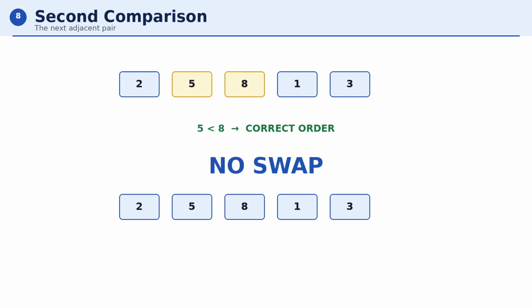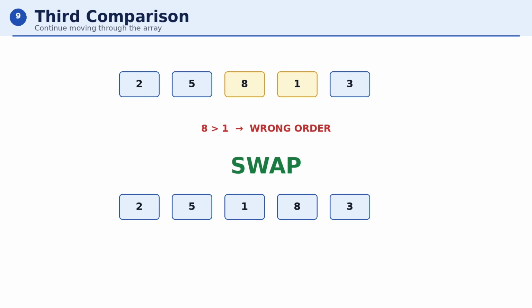Now we compare the next pair, 5 and 8. Is 5 greater than 8? No. 5 is already smaller than 8. So they are already in the correct order. We don't swap them. The array remains 2, 5, 8, 1, 3. And now we move forward again. This is important to understand. Bubble sort doesn't restart from the beginning after every comparison. It keeps moving through the array and comparing neighboring elements.